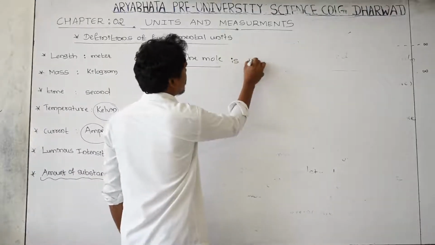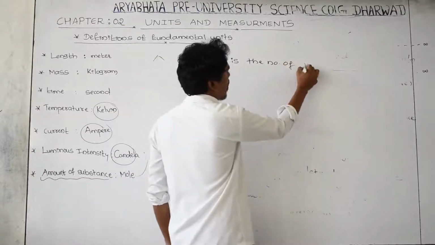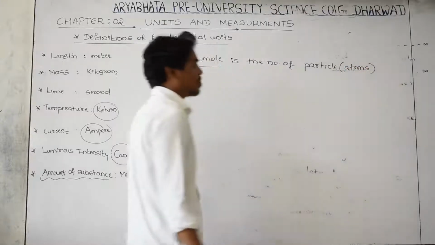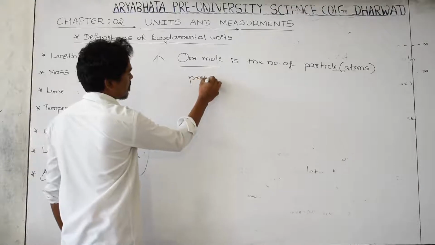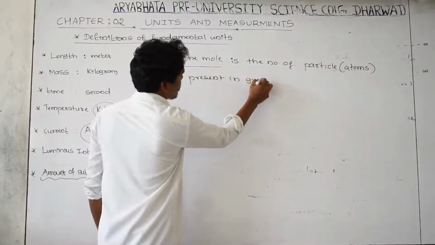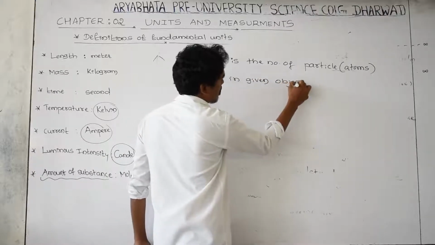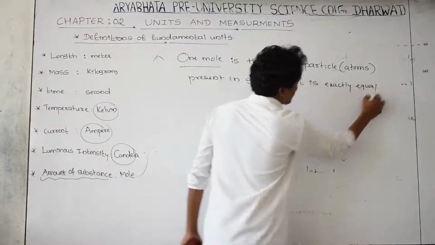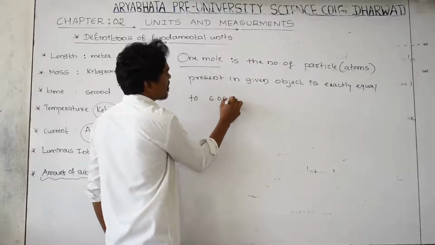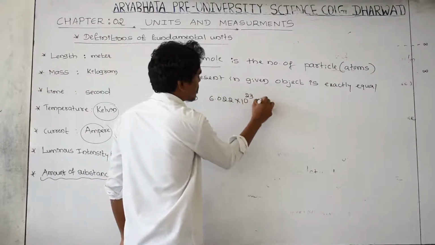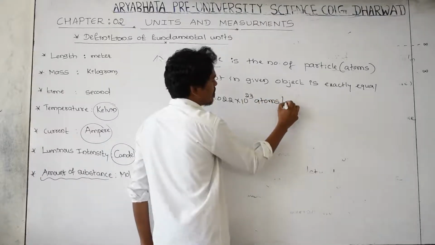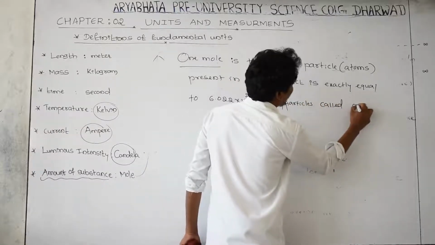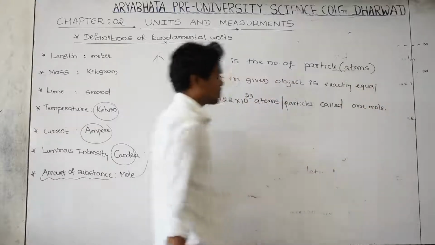1 mole is the number of particles, meaning atoms, present in a given object, exactly equal to 6.022 into 10 to the power of 23 particles or atoms, called 1 mole.